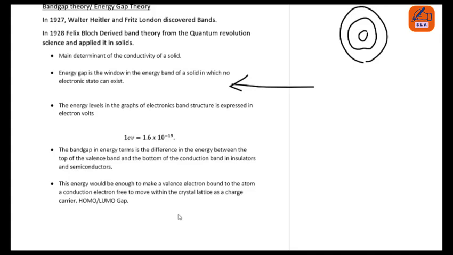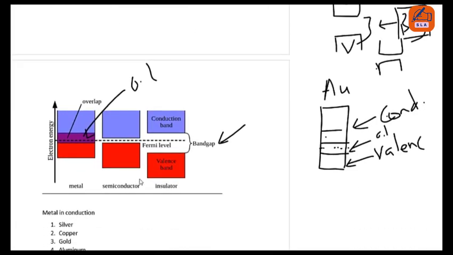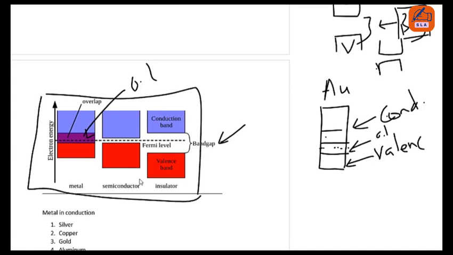Talking about point three, it says that the energy levels in the graphs of electronic band structure are all expressed in electron volts. So whenever we're talking about energy band gap theory, this whole box is the energy band gap theory, which tells us that the more the electrons get the energy, the more the electrons have the potential to move from the valence band to the conduction band.